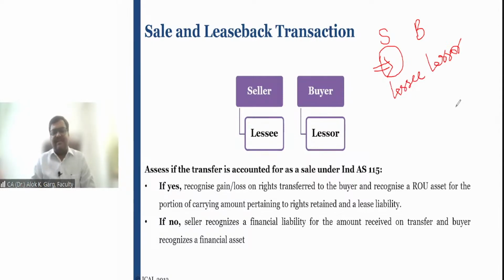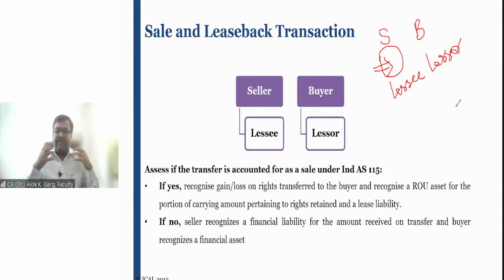Now the question arises, sir, since it is also a sale where the ownership has been transferred, and there is a lease where the right to control the use is still with the seller, who has become the lessee now. So the standard says that first of all, you need to consider: is it a sale under Ind AS 115, revenue from contract with the customer? If it is a sale, then you need to recognize some gain or loss on the rights transferred to the buyer, right?